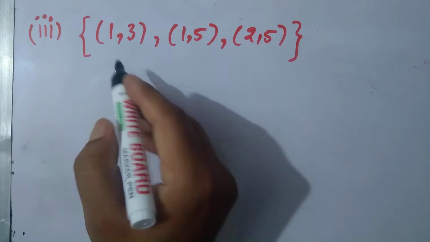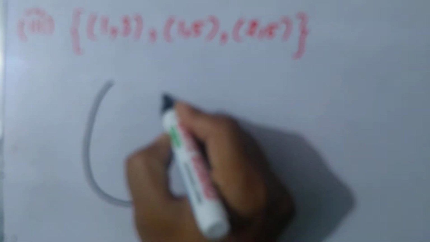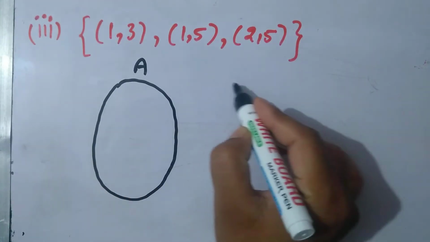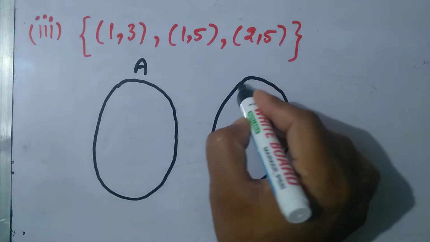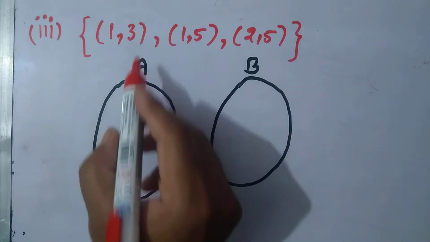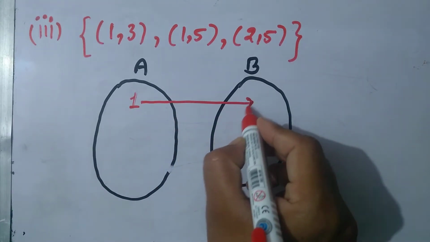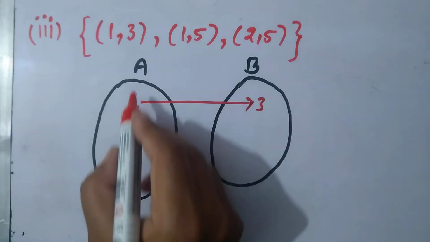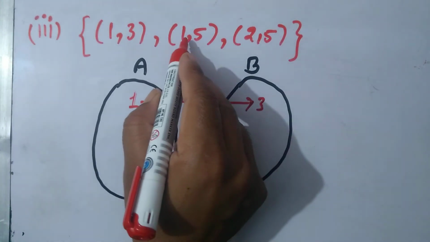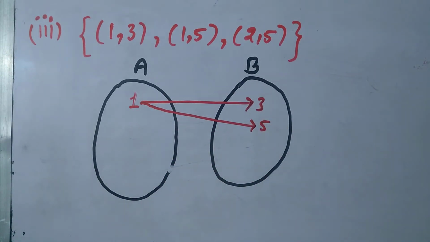Now we have the third part. These are the ordered pairs. So first of all, set A, set B. What are the elements? 1 in set A, image is 3. Second time 1, again 1, but image is 5. So from here we can say no, this is not a function.